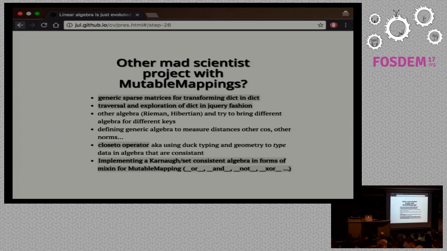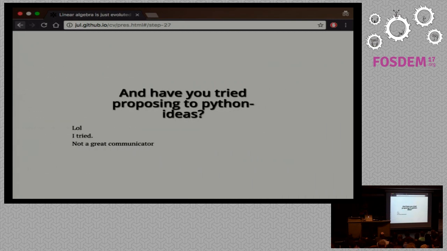There is a set algebra that can be implemented in the same fashion. I've been working on it a little bit. I'm very bad at communicating ideas. I proposed it to Python ideas. It was a flop, and it's because my communication skills are below average.